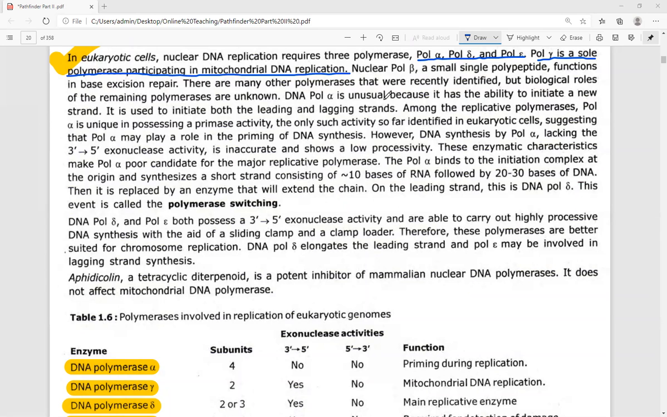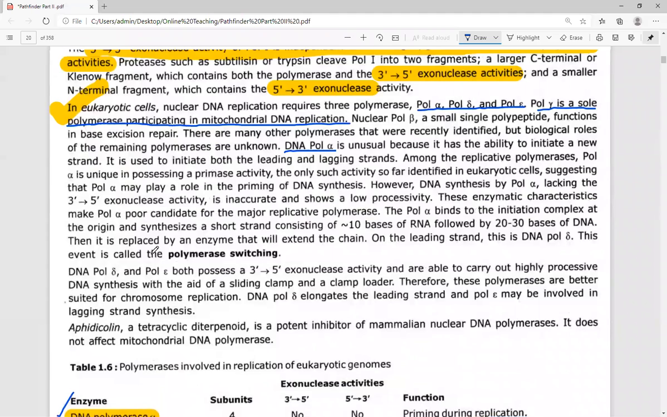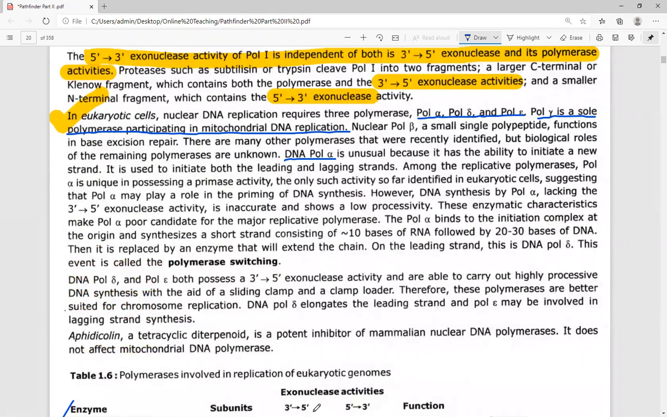DNA polymerase alpha is unusual because it has the ability to initiate a new DNA strand biosynthesis. So in eukaryotes, the priming activity is performed by DNA polymerase alpha. You know how the process of DNA replication is initiated: it is always through DNA polymerase alpha that the process of DNA replication is initiated.